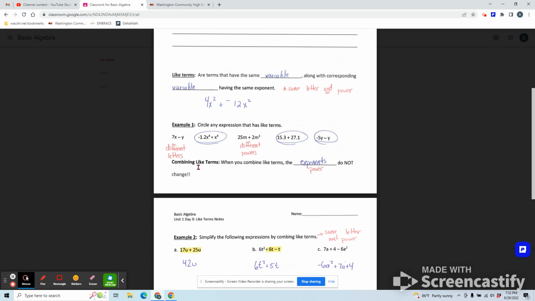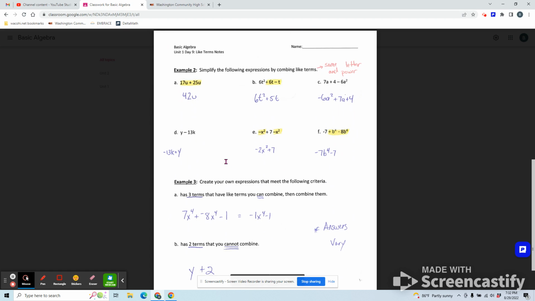When we combine like terms, so that's what we're going to do in example 2, we do not change our exponents or power. We're just changing the coefficient. So in example 2, in all of these, I went through and I highlighted the like terms, which means the same letter and the same power. It has to be both. So this says 17u plus 25u. I add the coefficients, 17 plus 25, and I got 42. And I still have the letter u.